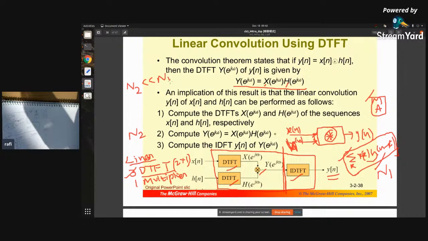So the number of multiplications and additions you do in finding the linear convolution through the frequency domain properties, the properties of the DTFT, or what we'll later call the FFT, is far less than when you perform linear convolution directly in the time domain. For that, this is a very useful property.